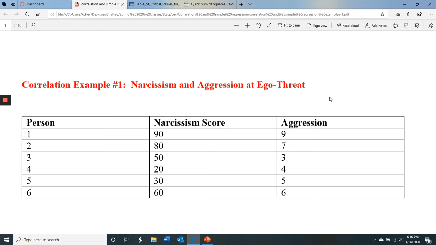And so here's our study. Each person, we've measured their narcissism and we've measured their aggression after ego threat. So person number 1, here's their scores. Sorry about this, I don't know why it's not highlighting it well. Person 2, here's their scores. It's not really working well. PDFs are hard to do this sometimes.